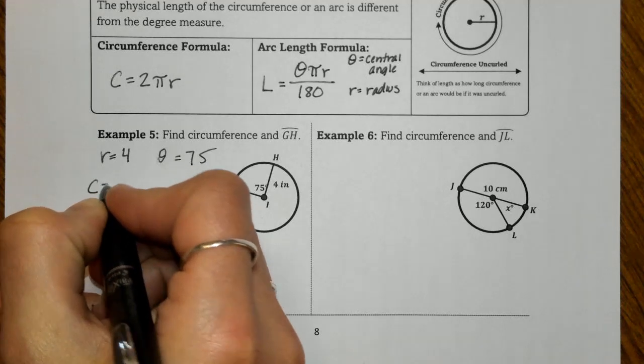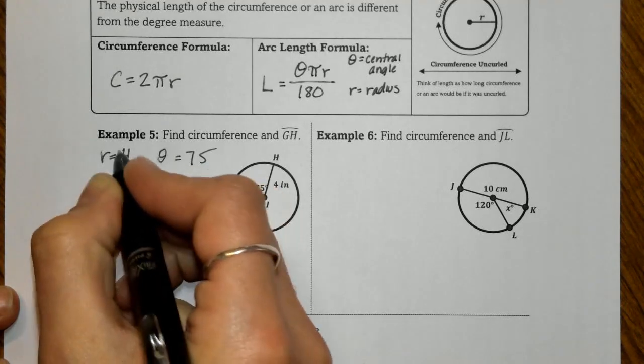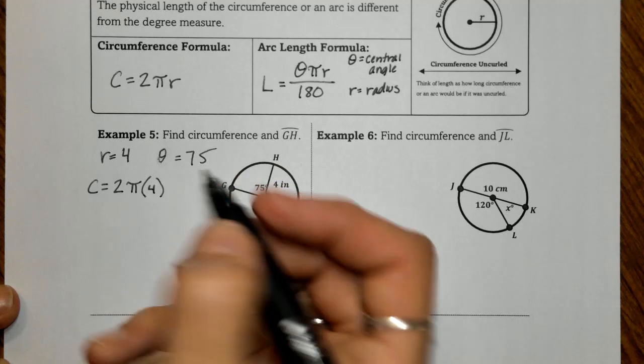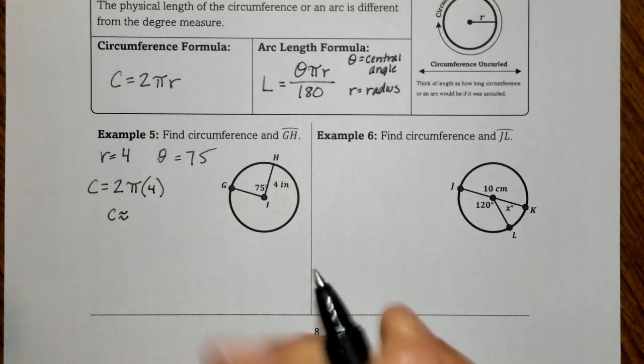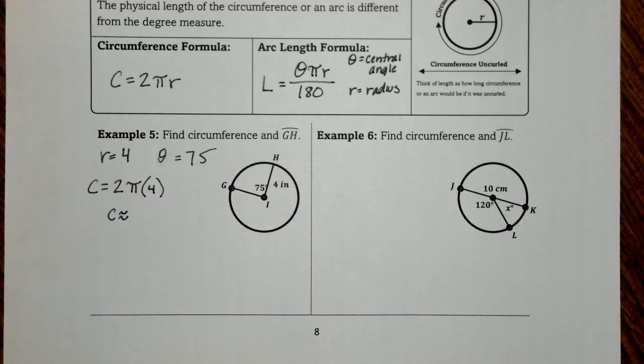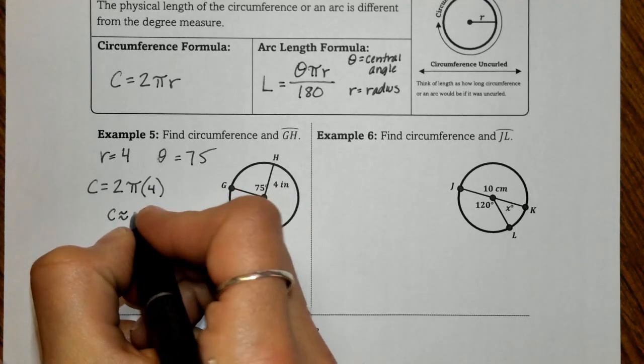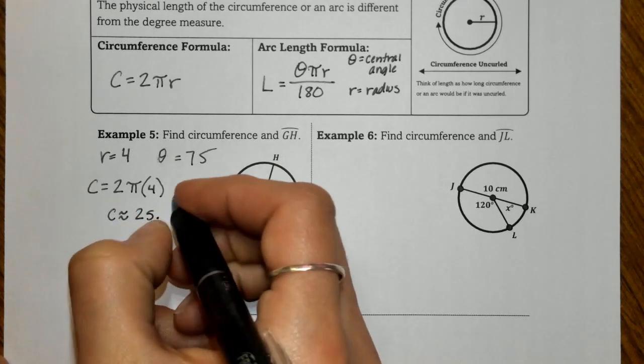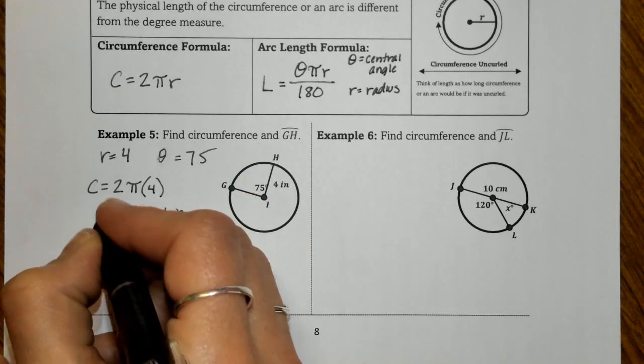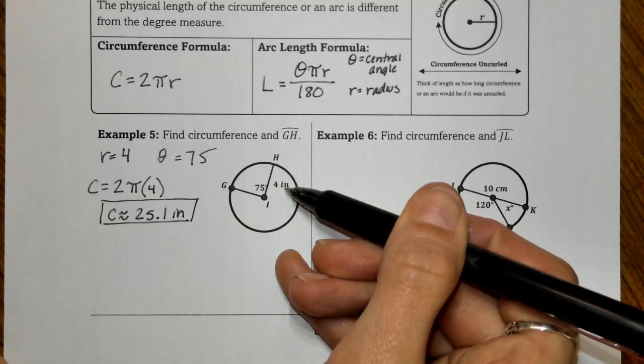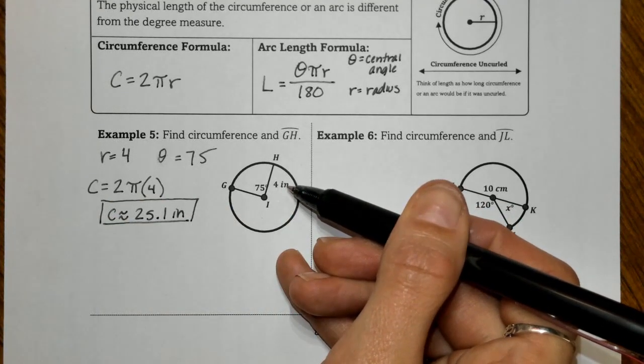For circumference, we'll plug in the radius of 4. Now that we are in high school, we do not use 3.14 for pi. You need to use the pi symbol in the calculator. 3.14 is drastically rounded, so your answer could come out pretty off. So we plug 2 pi symbol parentheses 4 into the calculator. We'll round to the nearest tenth, and we're going to wind up with approximately 25.1 inches. Circumference is measured with whatever unit of measure the radius is in.